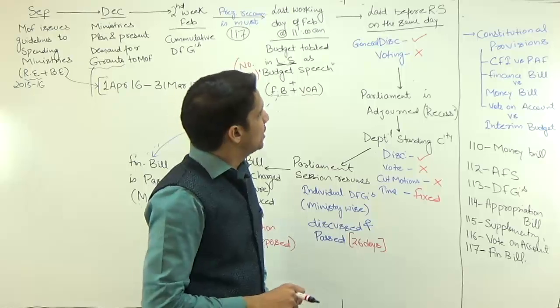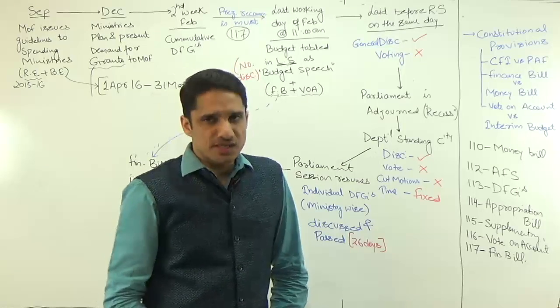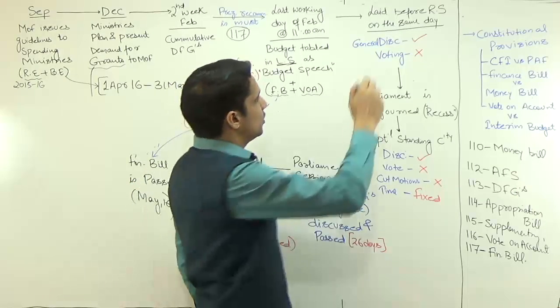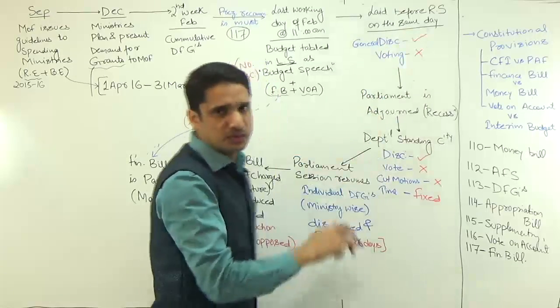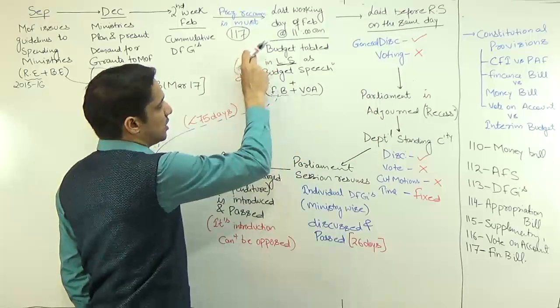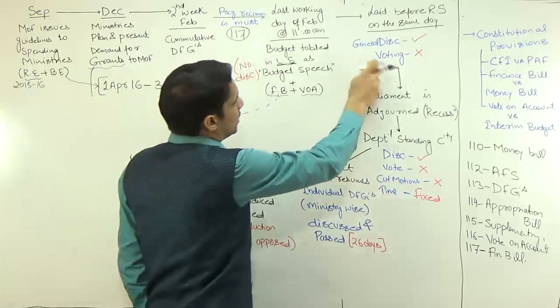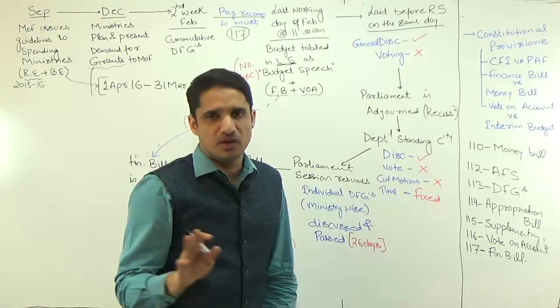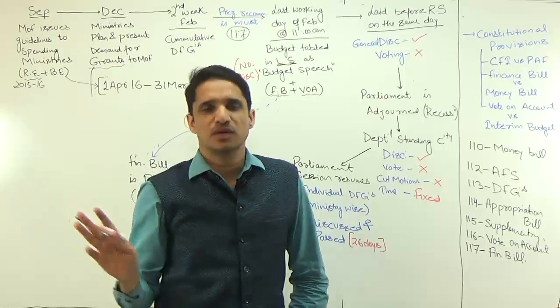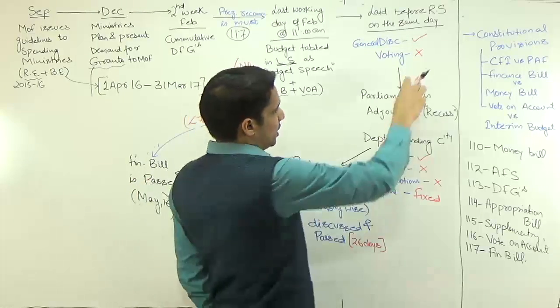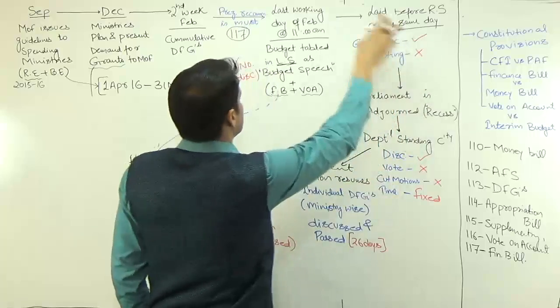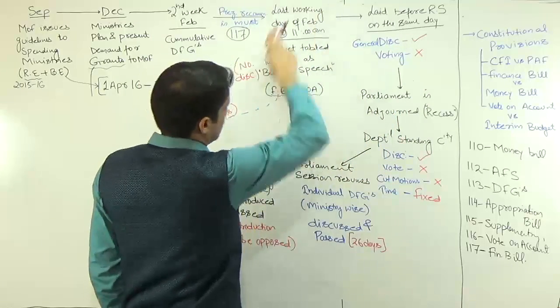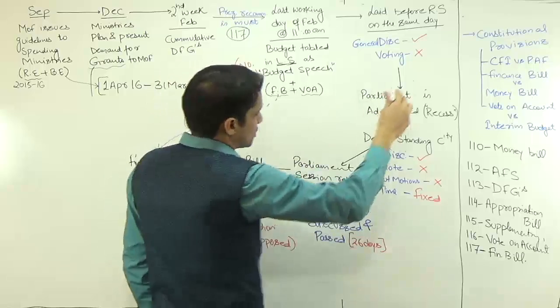On the very same day, the budget is laid before Rajya Sabha, but in Rajya Sabha there can only be a general discussion. Then the voting is going to take place. No voting takes place in Rajya Sabha because on a money bill Rajya Sabha doesn't have any power. And for the next 2-3 days, the discussion is going to take place in the Lok Sabha.